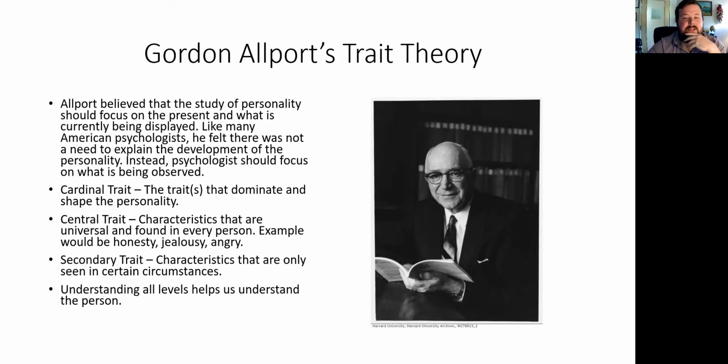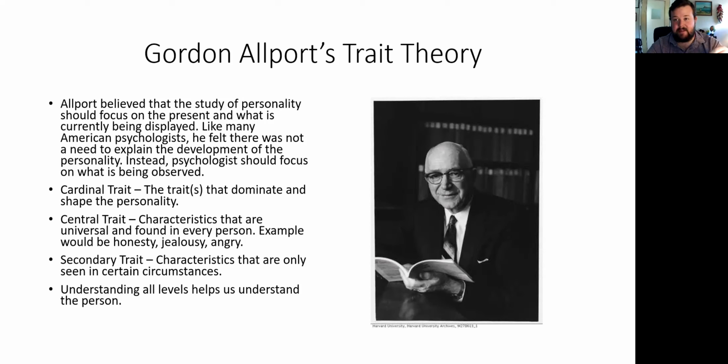The second is a central trait. Okay, central traits. These are characteristics that are believed to be universal and really are more emotional states, and are going to be seen depending on the situation. So essentially, they're emotions: feeling angry, feeling jealous, having moments of truth and honesty. So they're central traits that all of us are going to have experienced in some capacity.